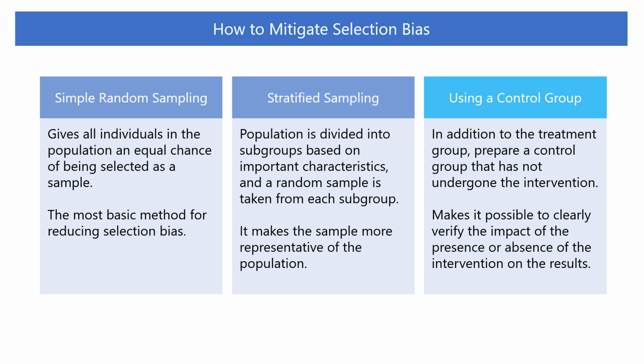In experimental methods, using a control group is also effective. When we want to investigate the effect of an intervention, in addition to the treatment group that has undergone the intervention, we can prepare a control group that has not undergone the intervention. This makes it possible to clearly verify the impact of the presence or absence of the intervention on the results.